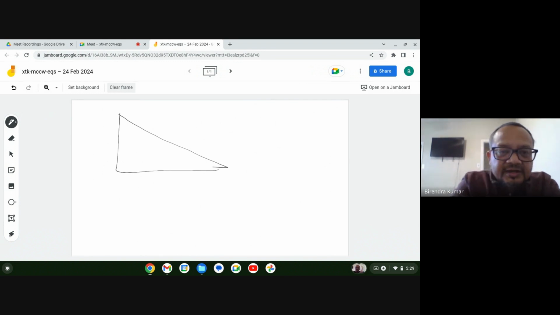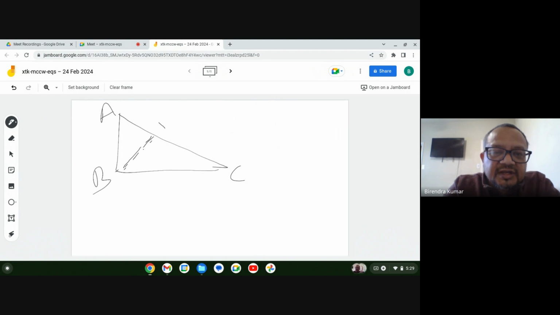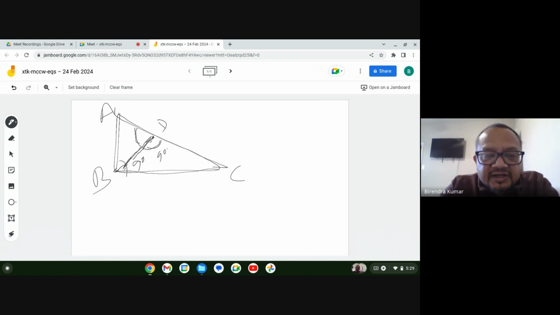This is the right angle triangle A, B, and C. What we'll do is draw a perpendicular line from here to the opposite side. Let's say it cuts here at point D. This is 90 degree, this is 90 degree, and this whole angle is 90 degree. ABC was a right angle triangle for us. We picked point B and drew a perpendicular line to AC, and it cuts here at point D. So this is 90 degree, this is 90 degree.